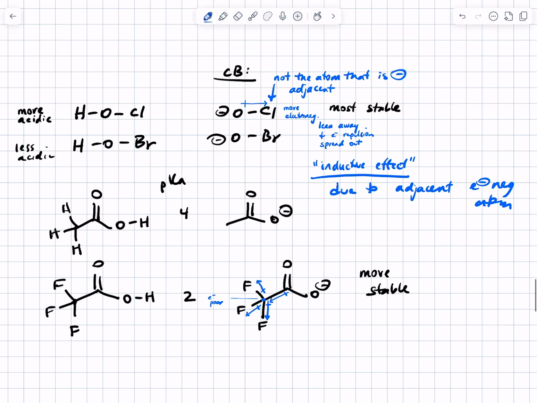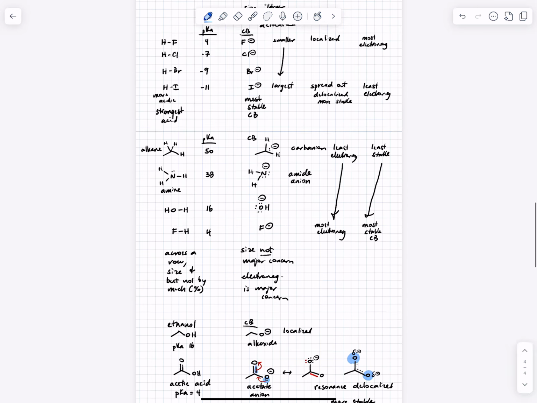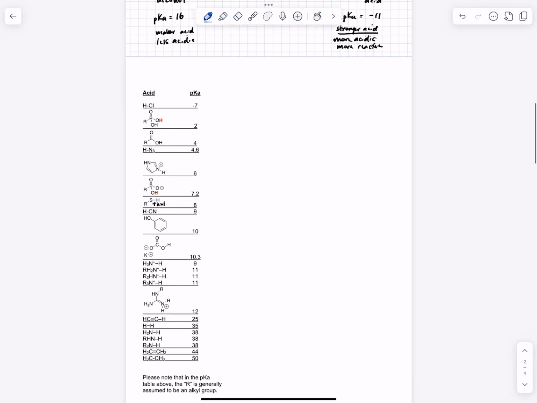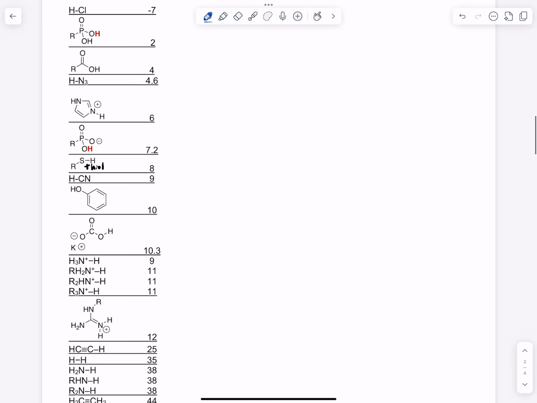Okay, so I want you to get familiar with this pKa table and using it to decide which acid is more acidic than another and which conjugate base is more stable. We're going to discuss next time how to use this information to predict what happens.